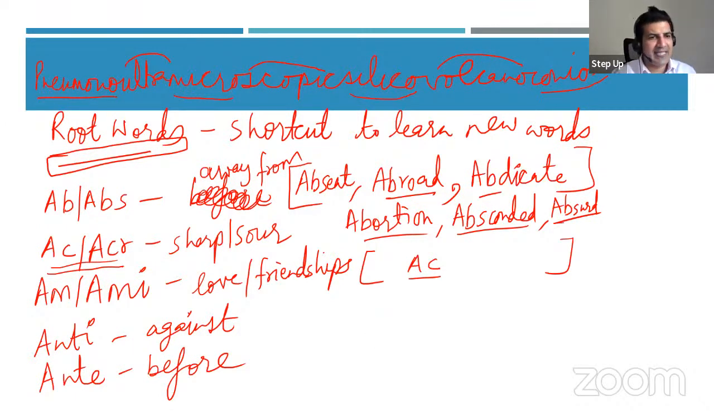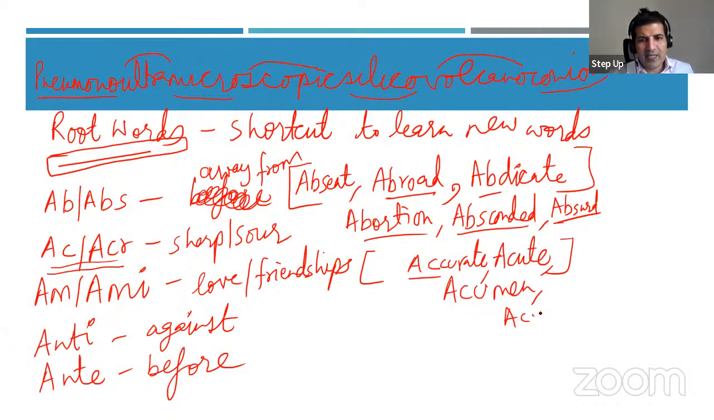Accurate. Very, very good. So somebody said accurate, very good. Shaurya, Saturthika, very good. So accurate, acute. It can also be acumen, correct? It can also be acerbic, acrimonious, bitter, and things like that.